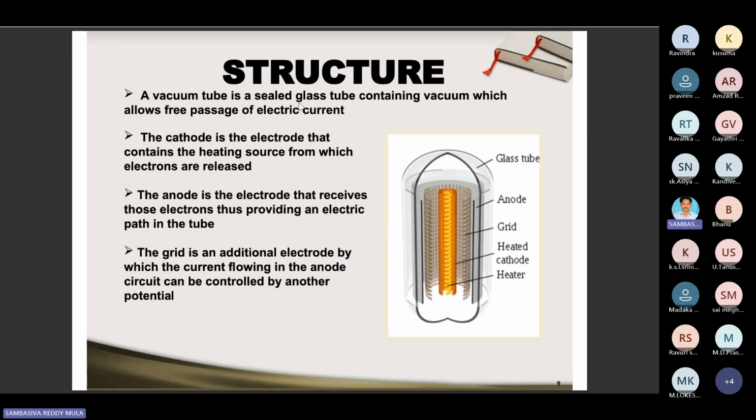A vacuum tube is a sealed glass tube containing vacuum which allows free passage of electric current. The cathode is the electrode that contains the heating source from which electrons are released. The anode is the electrode that receives those electrons, thus providing an electric path in the tube. Due to this anode, the electrons will flow in a certain direction. Whenever the electrons achieve a certain direction, it will cause the current flow.